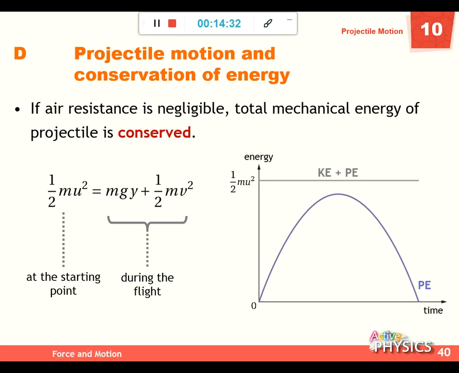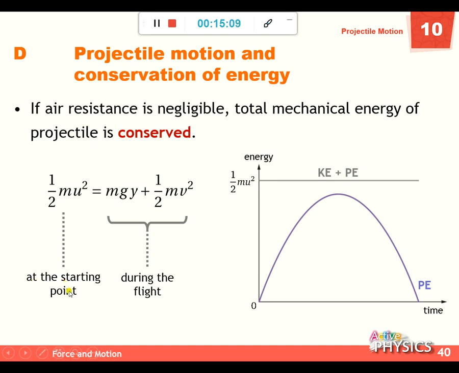Okay, part D, projectile motion and conservation of energy. In the last one, we used a, v, u, a, t, s, like that. But now we want to focus on the energy, for example potential energy and kinetic energy. Now, what will happen? Look at this. If air resistance is negligible, then the total energy should be related to the GPE and kinetic energy.